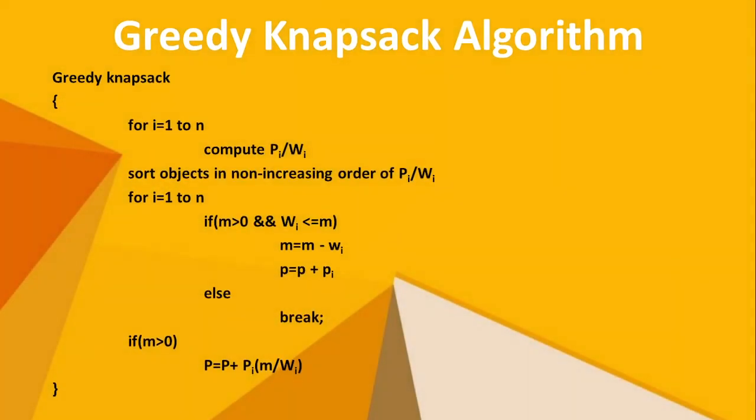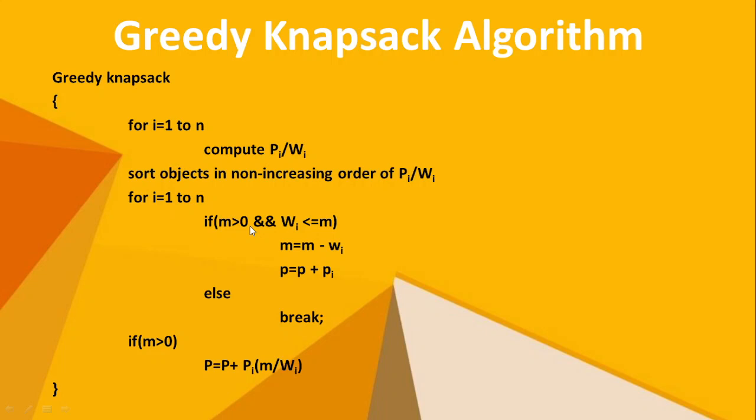So let us see the greedy knapsack algorithm. In this greedy knapsack algorithm, for every element 1 to n, we will first compute the Pi by Wi ratio, that is the profit density ratio. Then we will sort the objects in non-increasing order of their profit density. Then for every element 1 to n, we will check if m is greater than 0. This m greater than 0 means that the knapsack still has the capacity to hold objects, and Wi is less than m means the chosen object can be completely placed in the knapsack.